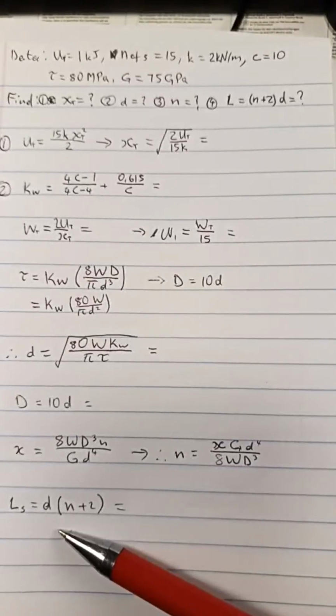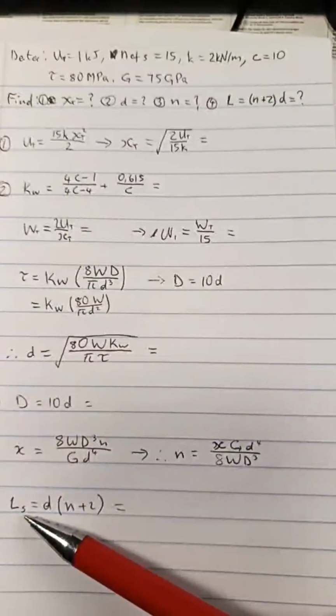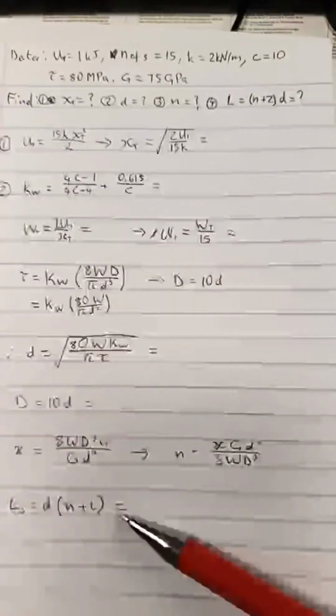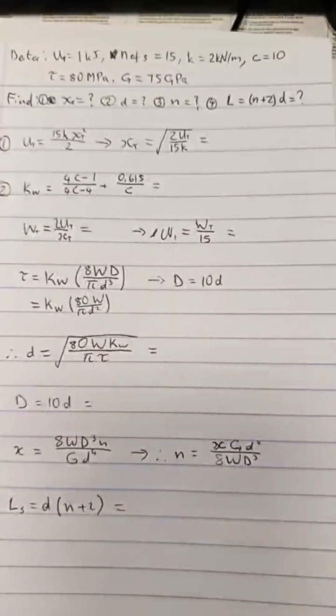Then lastly, we are asked to find the length of the fully compressed spring. We're talking about the fully compressed, that is the solid length. That's why we have LS for solid length if it has 2 inactive coils. So there you go, you have it. That's it.